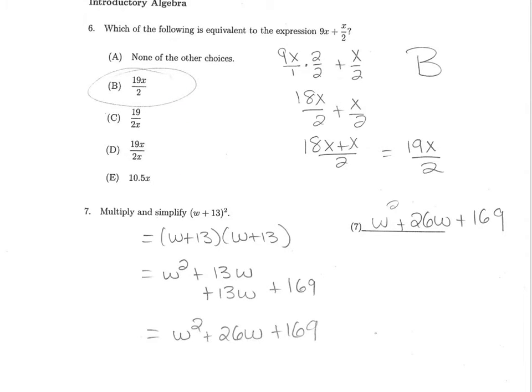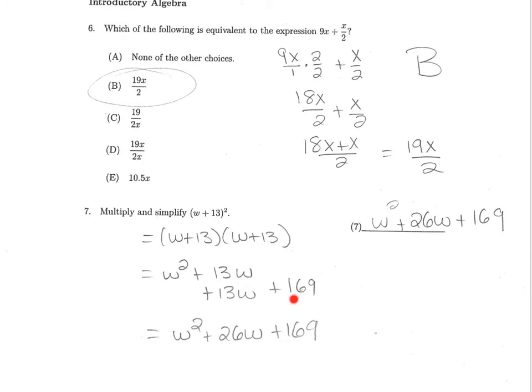For number 7, they're asking you to square this quantity. That's really saying, this exponent says multiply w plus 13 times itself 2 times. So we write it here, and then we use FOIL. W times w is w squared. 13 times w is 13w. Then outside, 13 times w, 13w. 13 times 13 is 169.